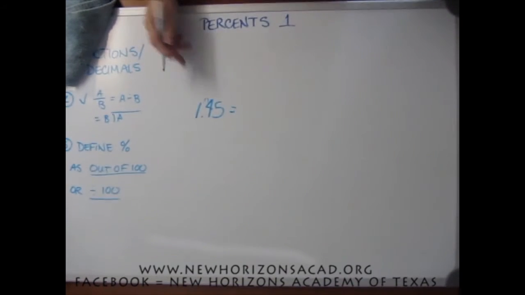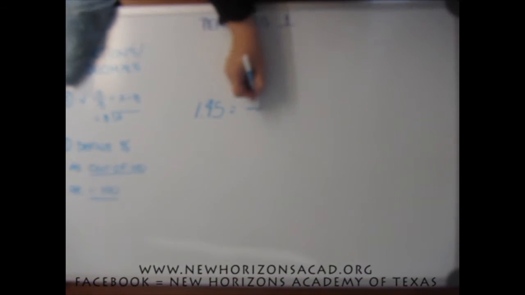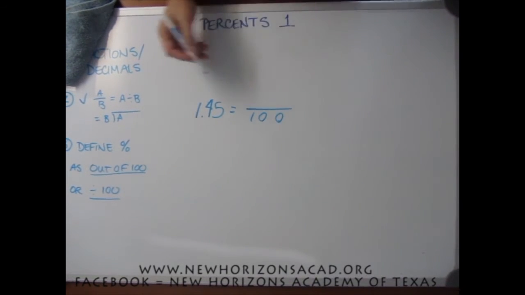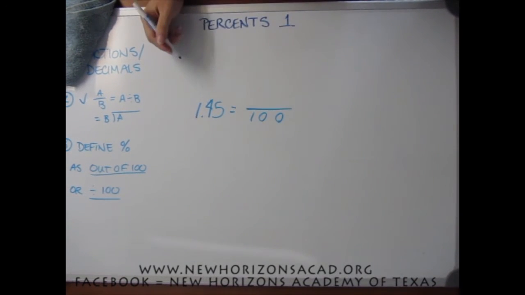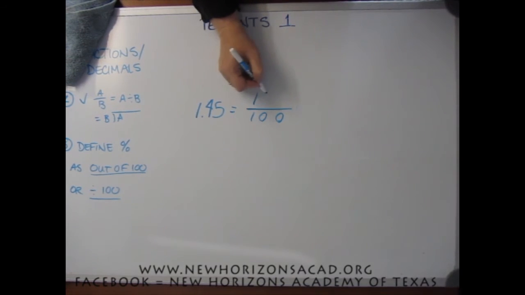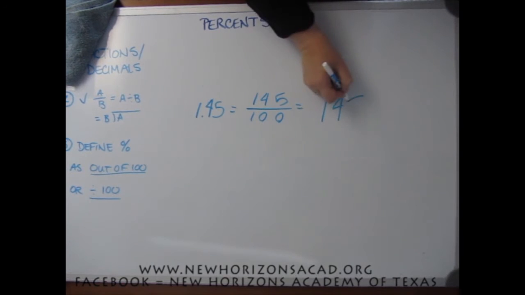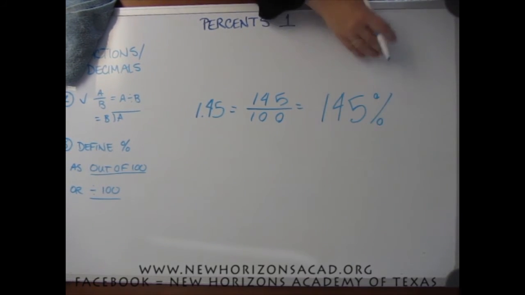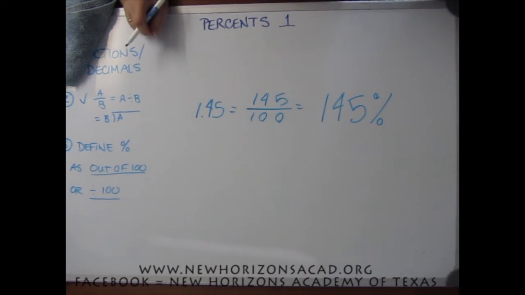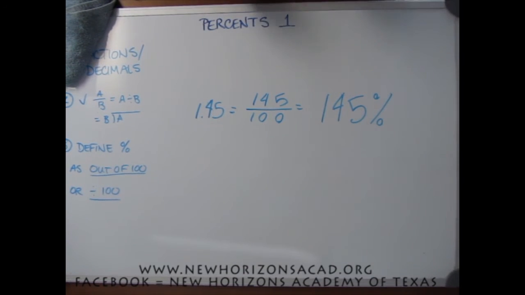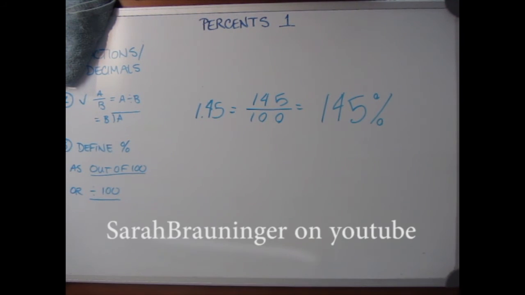Let's turn that into a percent. Again, stable datum. How many hundredths is that? 1.45 is 145 hundredths. If it's 145 hundredths, it's 145% because percent means hundredths. So it works in either direction. It's a good stable datum, and it keeps the understanding in every problem, and it keeps the student away from memorizing moving decimals in different directions.